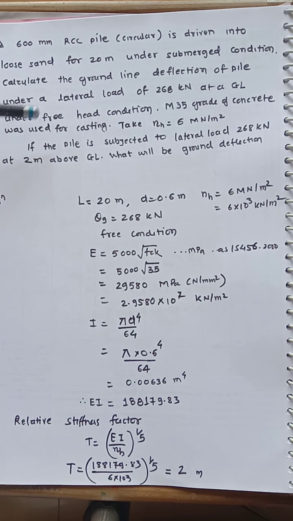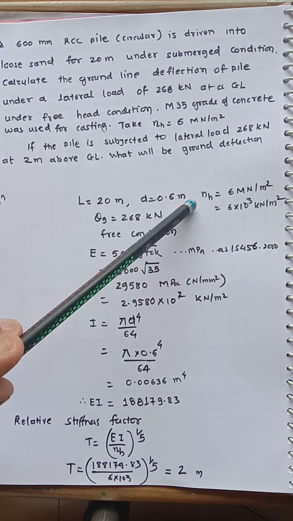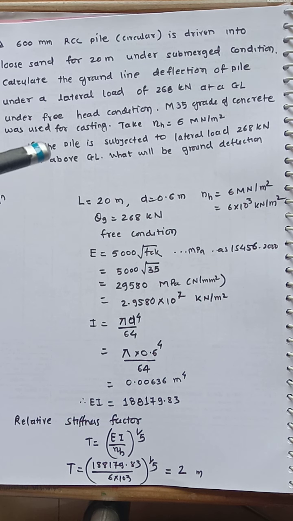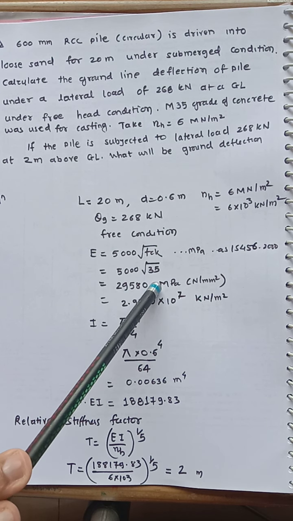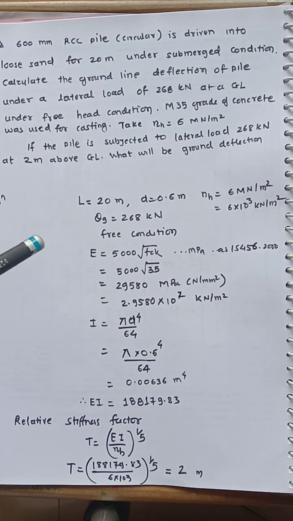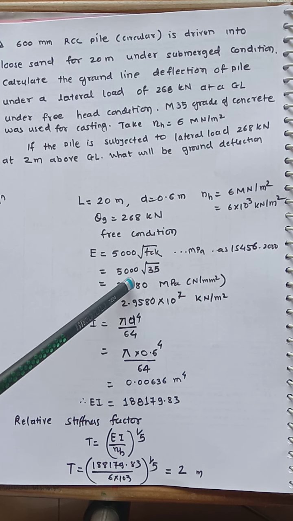So this question is asked in two parts. In the first part, length is 20 meter, diameter is 0.6 meter, and the coefficient of subgrade reaction is given as 6 into 10 raised to 3. Free head condition is given, and first we have to find the relative stiffness factor. For that we require the E value. E is taken as 5000 root fck. Grade of concrete is 35, in MPa or Newton per mm square. So you get E as 29580 Newton per mm square or MPa.